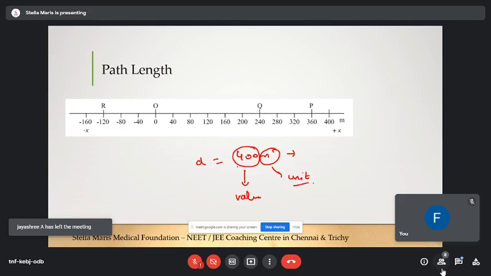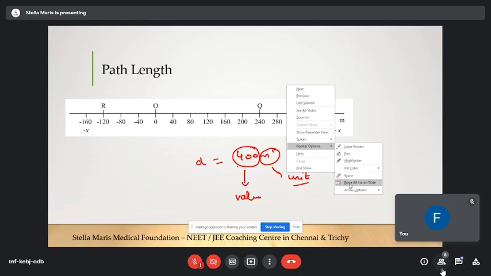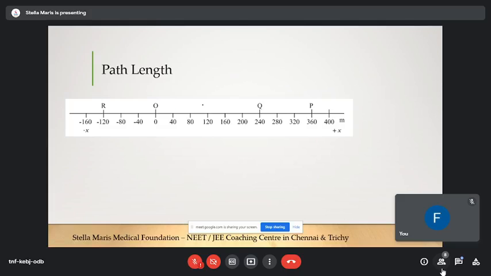They are saying path length is equal to OP. So the car was here. It has traveled from O to P. So what is the path length? That is the distance traveled, that is OP. O to P. What is the distance traveled? Path length is equal to 360 meters, right? 0 to 360.